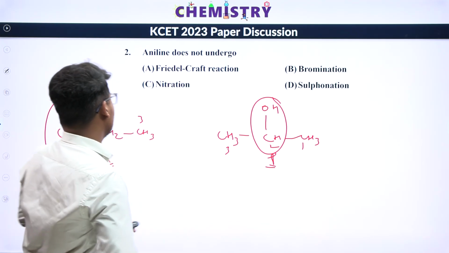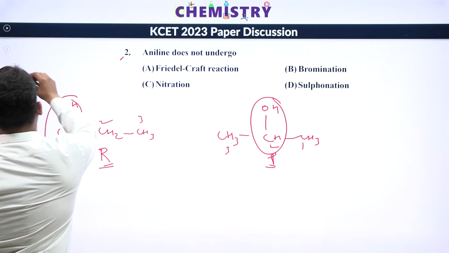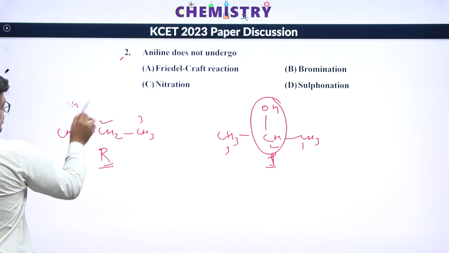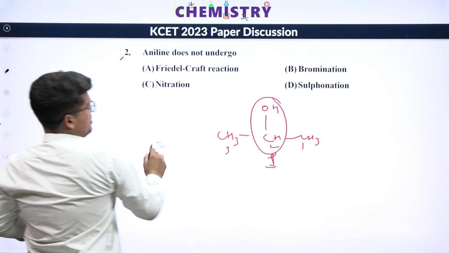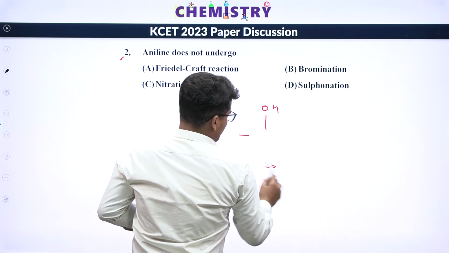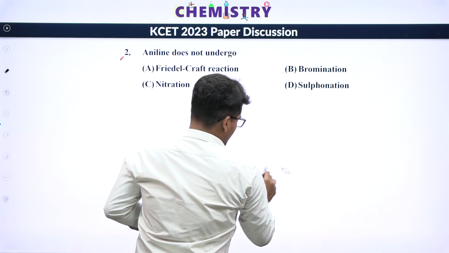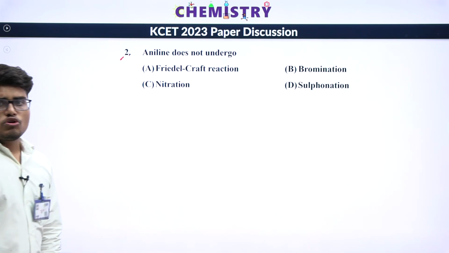Let's come to the second question. That is the second question. Correct? So read the second question. They are saying aniline does not undergo. They have given the 4 options. Now we have to understand which of the processes will not be undergone by the aniline.